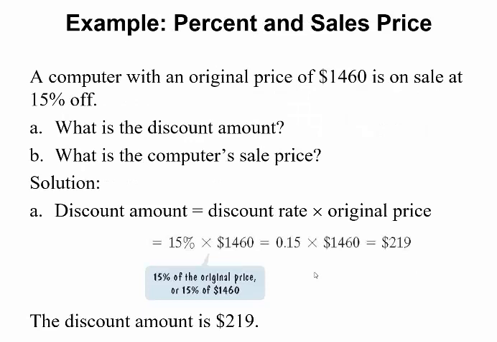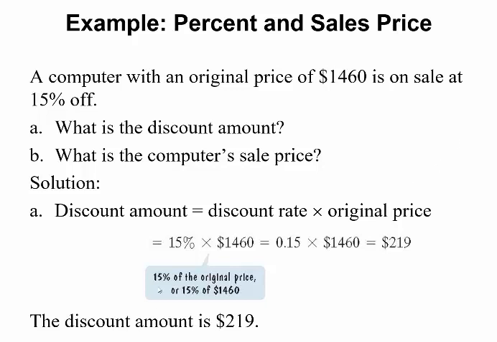Let's do an example. A computer with an original price of $1,460 is on sale at 15% off. What is the discount amount? What is the computer sale price? Those are the two questions. So first one, what is the discount amount? And then how much is the computer being sold for? The discount amount, how much is coming off the computer, is equal to the rate times the original price.